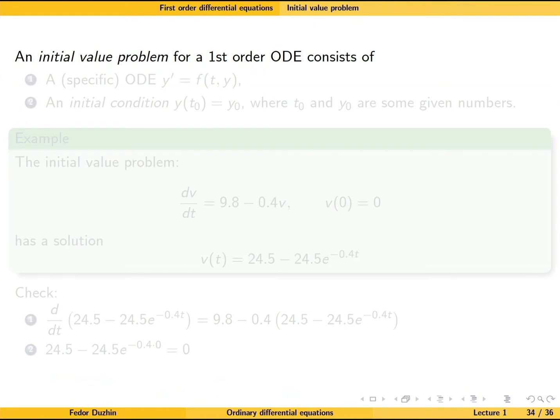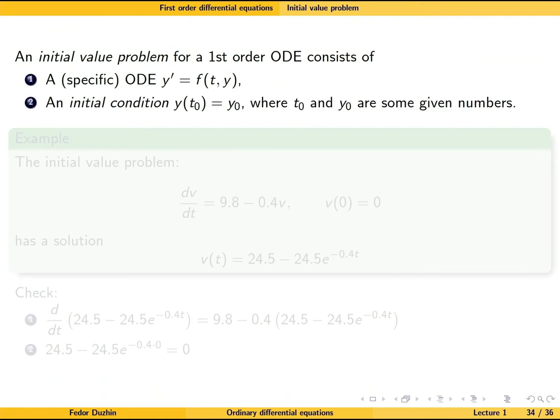Right? So an initial value problem consists of a specific ordinary differential equation and an initial condition. So geometrically, the initial condition tells us that it is a point on the plane ty. So we know that our solution passes through this specific point.